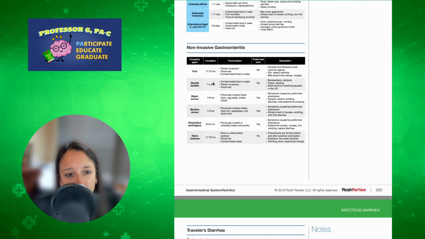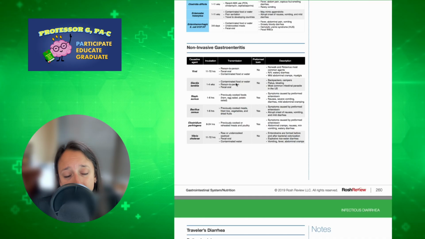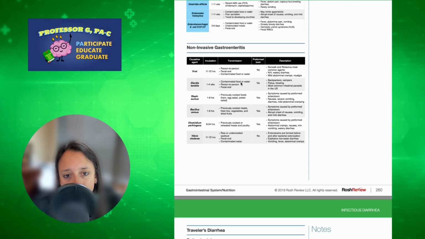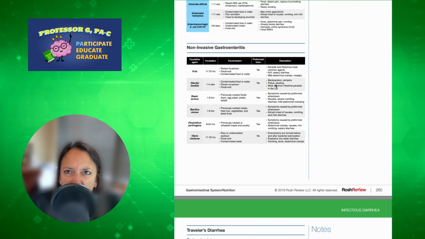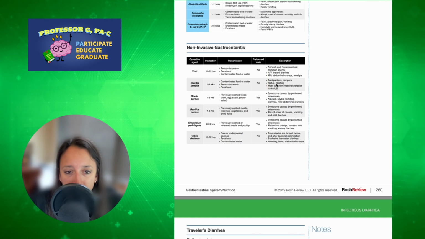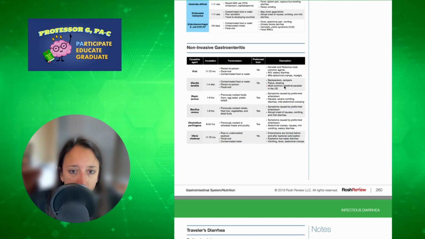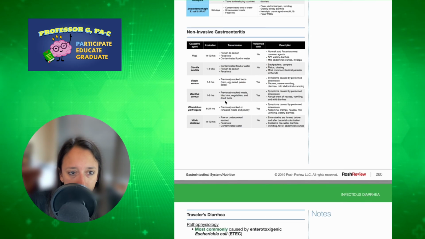Giardia is usually a longer course, longer away from when you're exposed. Contaminated food or water. I mostly see it with stream water, consuming stream water. Backpackers or campers, they'll get this really foul smelling, greasy stool and a lot of bloating, and it's the most common intestinal parasite in the US.